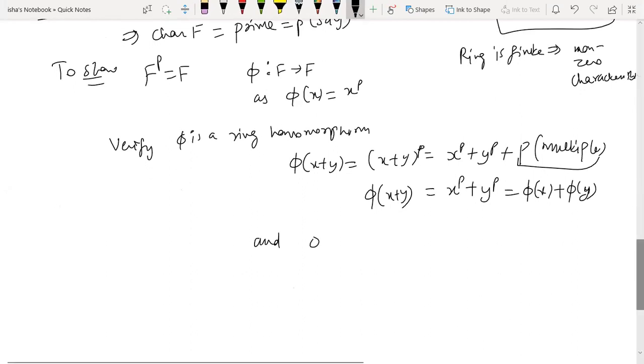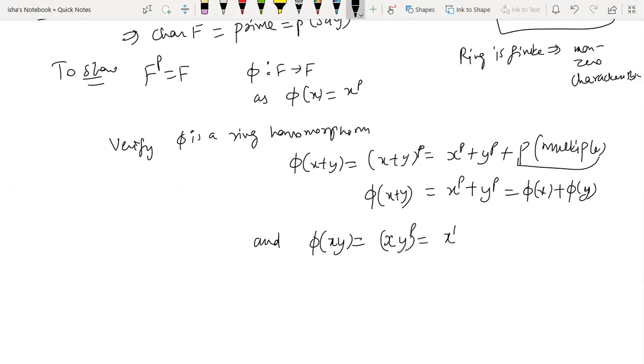And what is the second property? Phi of x y. So we have just shown phi is a ring homomorphism. Next we compute the kernel of phi. What will be the kernel of phi?